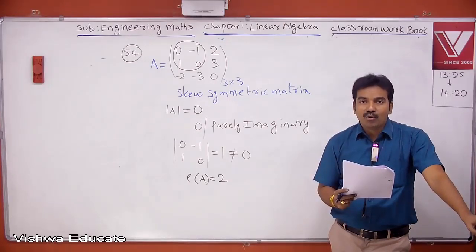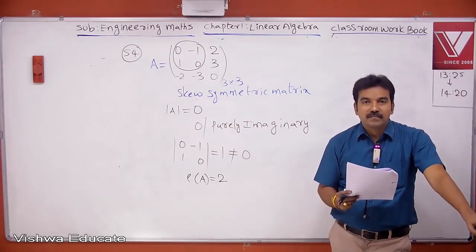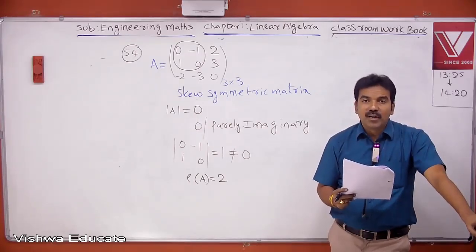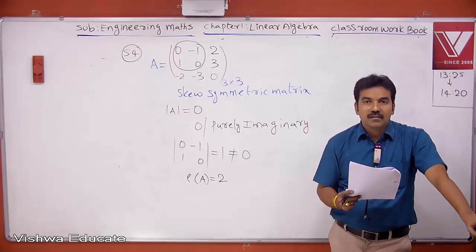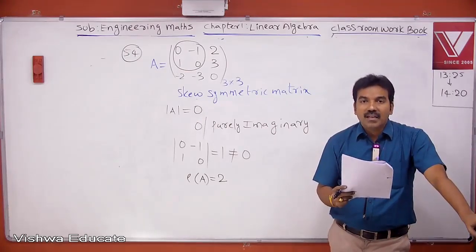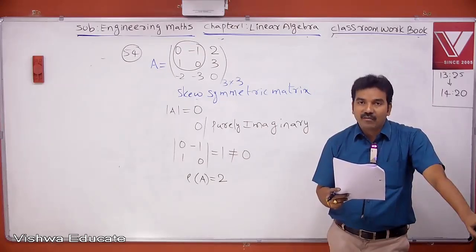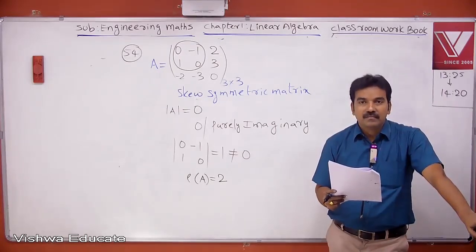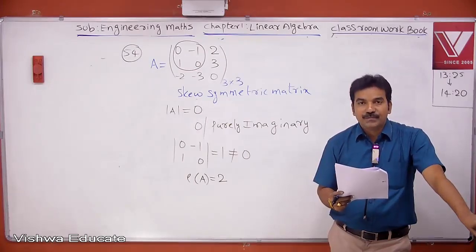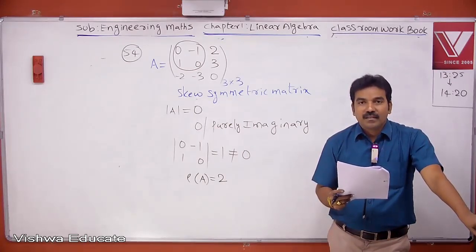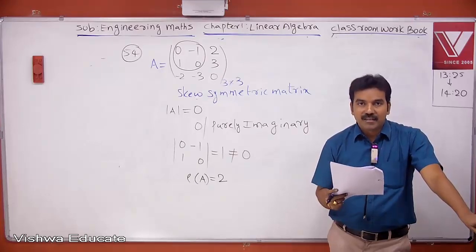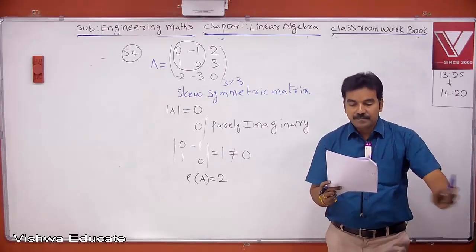Since rank of A equal to 2 implies A has 2 purely imaginary eigenvalues. Next point, trace of A equal to 0. Right? Therefore, C is incorrect statement. That means C is required answer in this case.